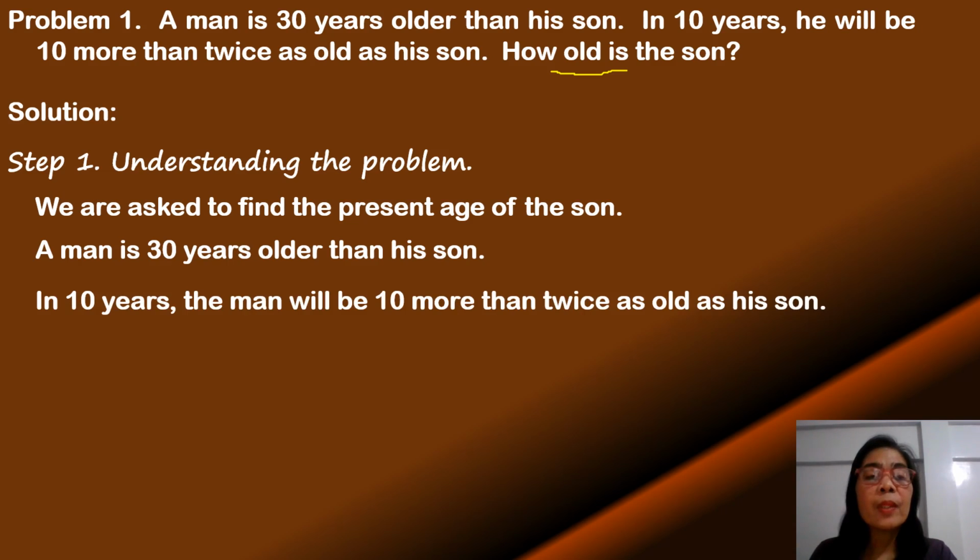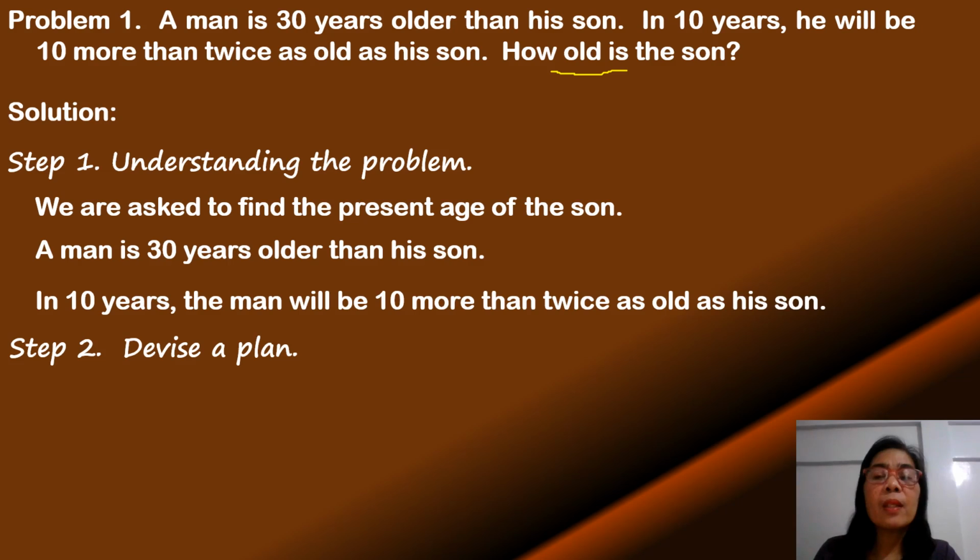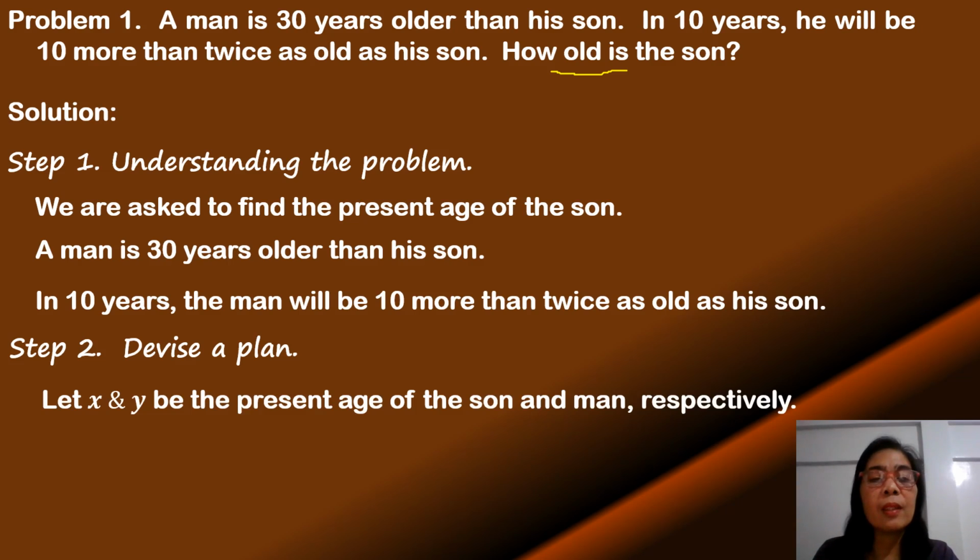So the second step is to devise a plan. Since this is an age problem, we make use of variables to represent the present ages of the son and the man. We let x and y be the present age of the son and the man respectively. And then we are going to construct the table of ages. But first, we have to identify the period when the ages are being compared. In the first condition, a man is 30 years older than his son, so we are referring to the present ages of the man and the son.